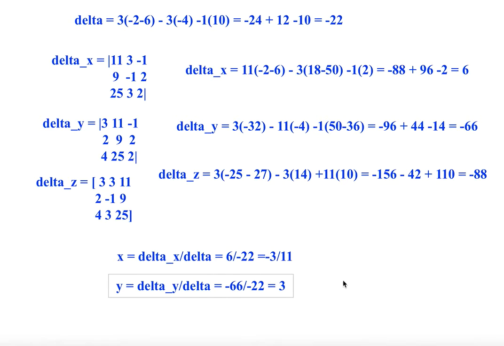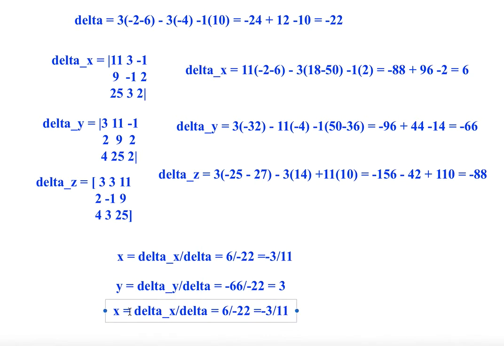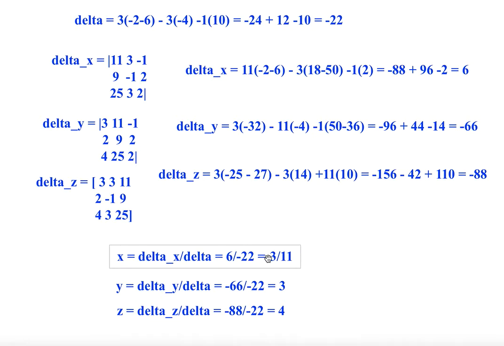Fine. Next is going to be delta z. Delta z by delta. Minus 88 by minus 22 is how much? 4. We can verify this anyway, but I have a problem. I have a doubt in delta x. Everything comes out to be a multiple of 22, but this is only 6.